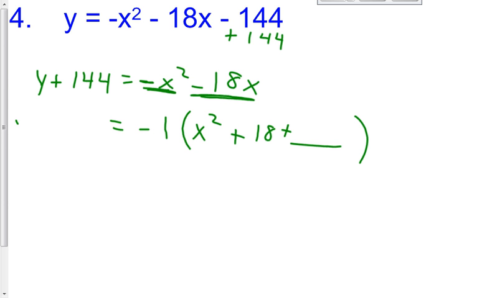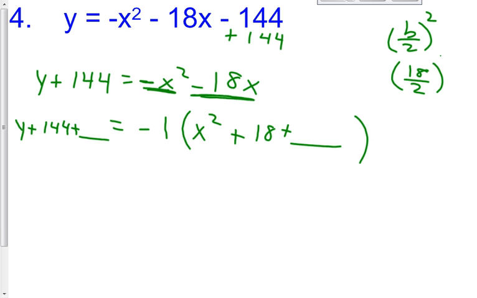That equals y plus 144 plus a blank. All right, the blank is b divided by 2 squared. So hopefully you took 18 divided by 2, which is 9, and 9 squared is 81. When you add 81 to the right, you're actually adding a negative 81 to the right. So you're going to put a negative 81 on the left. So on the left side, when you combine 144 minus 81, you get y plus 63.